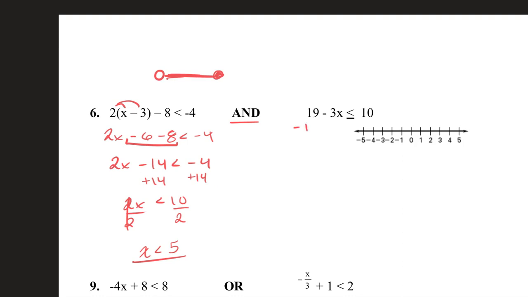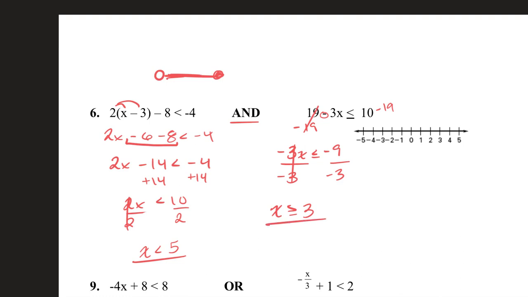All right, next, let's go ahead and subtract 19. Okay, don't forget to bring down your negative. So negative 3x is less than or equal to negative 9. All right, then lastly, we will divide by negative 3. We'll get x is greater than or equal to positive 3.